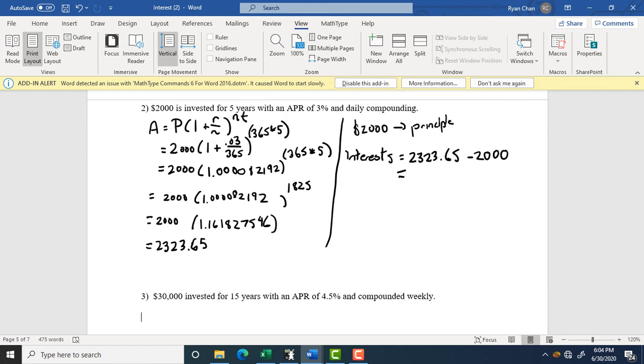Oh, sorry, it should be 0.66. Let me round up. So I get my interest is $323.66. Okay, so that's how you know, right? Because that's the amount that's extra. Okay, and notice I start off with 2,000, so that's my principal.